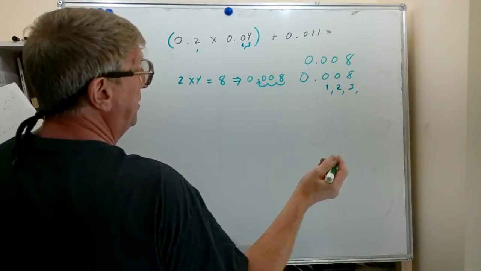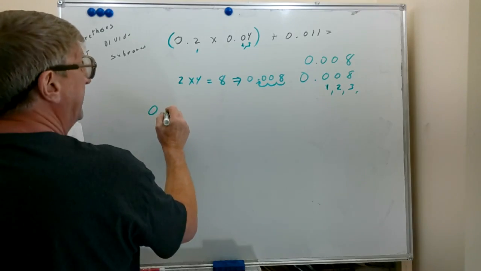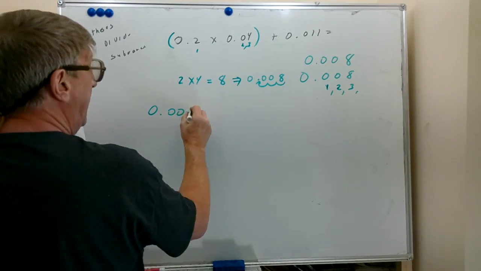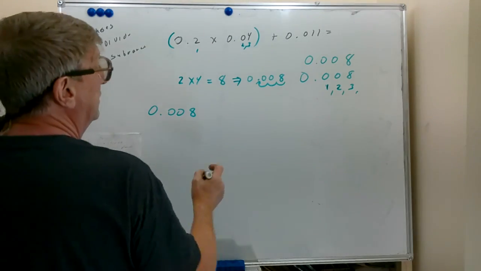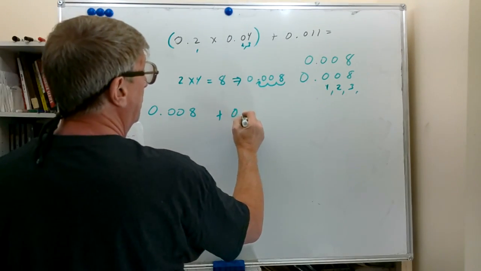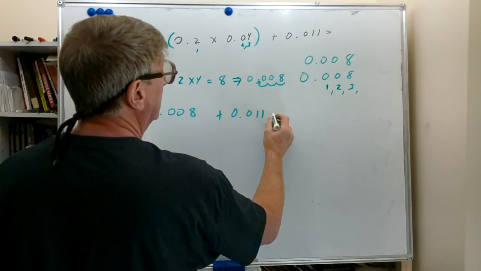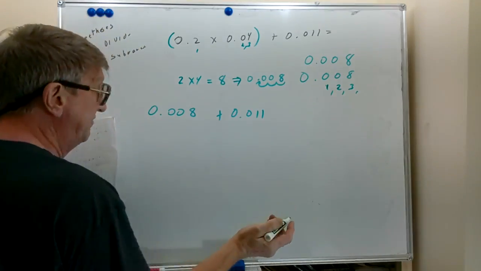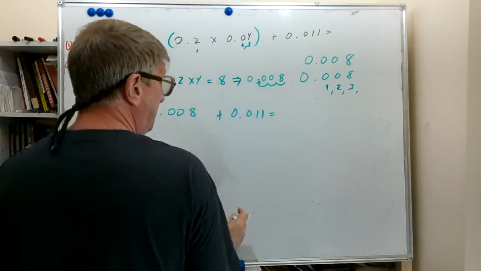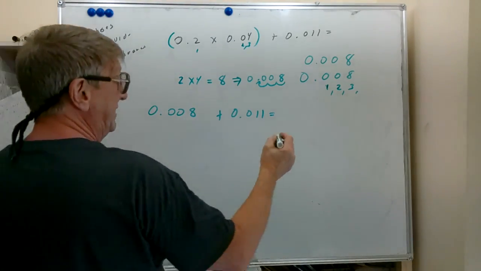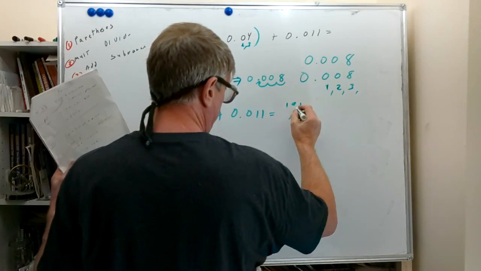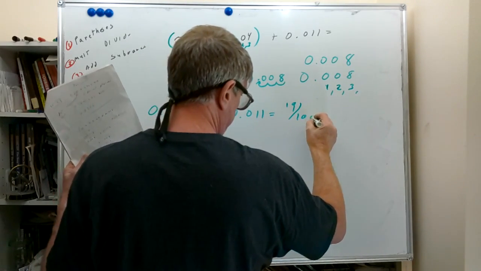So now we've done the first part. We have 0.008, which we could call 8 1,000ths, plus 0.011, which we could call 11 1,000ths. And we could say that 8 1,000ths plus 11 1,000ths is going to be 19 1,000ths. That's one way to look at this problem.